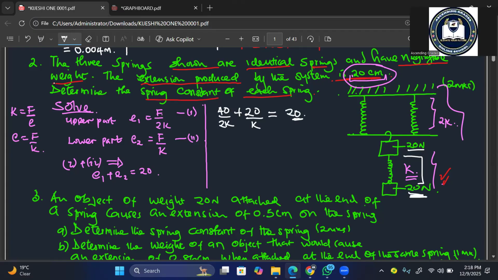So in simplification, this 40 over 2K, the 2 cancels out on top. So we'll have 20 out of K plus 20 out of K is equals to 20. So you multiply through by K. So we'll have, so you have said, multiply through by K.